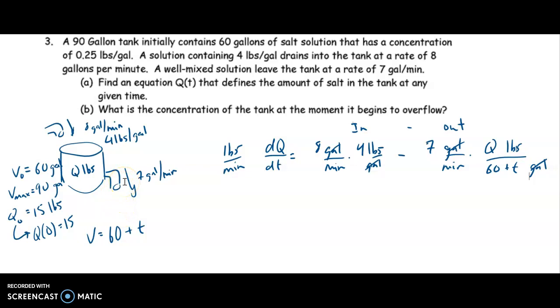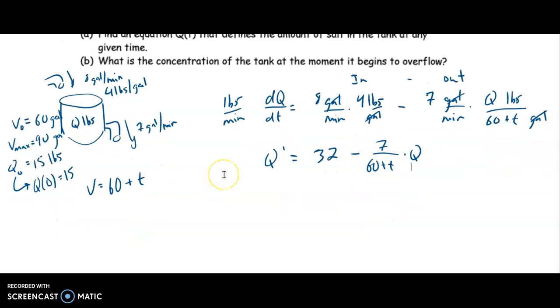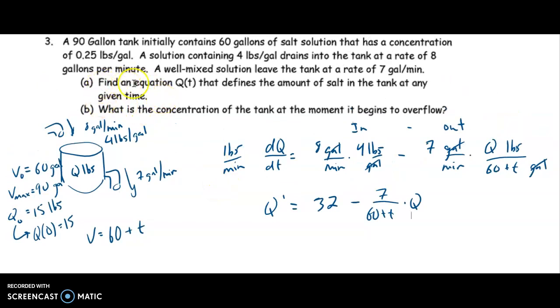So from there, I simplify everything, I drop all my units, I write Q prime instead. So Q prime is equal to, I wind up getting 32 minus 7 over 60 plus T times Q. So notice, as with all of these, it's first order and linear. I'm going to move past this question for now.